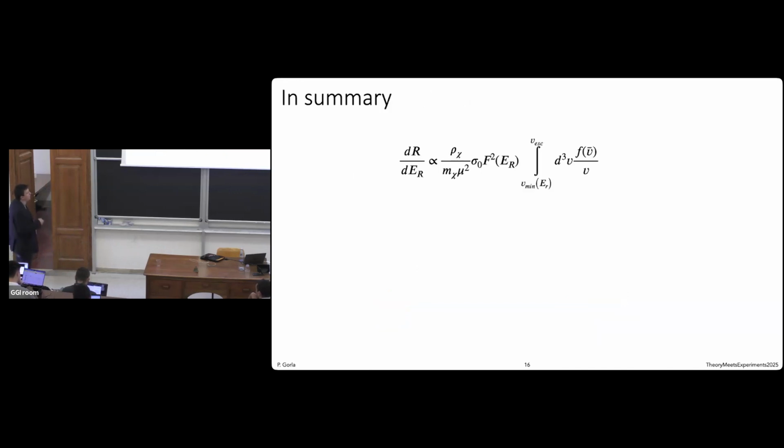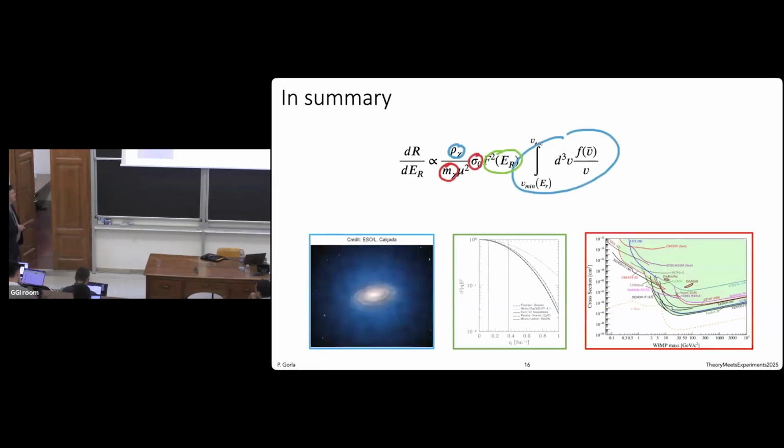And you see how this is extracted, just to remind you about the rate you expect. This is under elastic scattering conditions, standard HALO, everything. You have information that comes from the HALO, so the local density and the velocity distribution. You have a component that is the nuclear form factor, so the way your detector is done, and you have the ingredient from your WIMP candidate, so the mass and the cross-section.